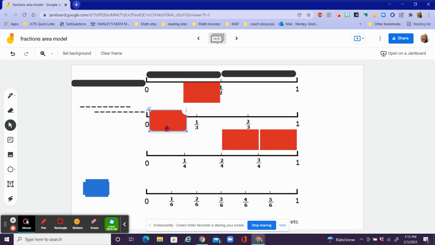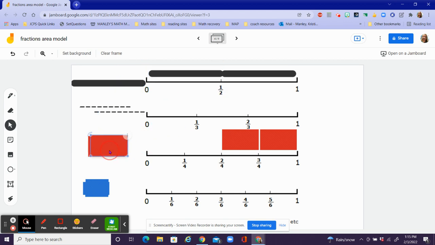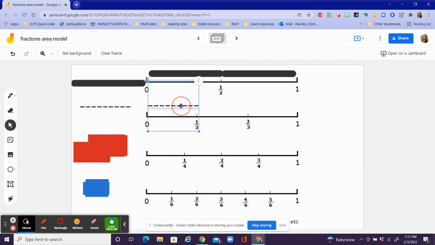I'm going to move these out of the way. And now let's, not that one. There we go. So now I'm going to look at my thirds. So here's 1/3. Here is my 2/3. And here is my 3/3. To go from 0 to 1, it takes 3/3, because I partitioned that distance into 3 pieces, 3 segments, 3/3 to go from 0 to 1.